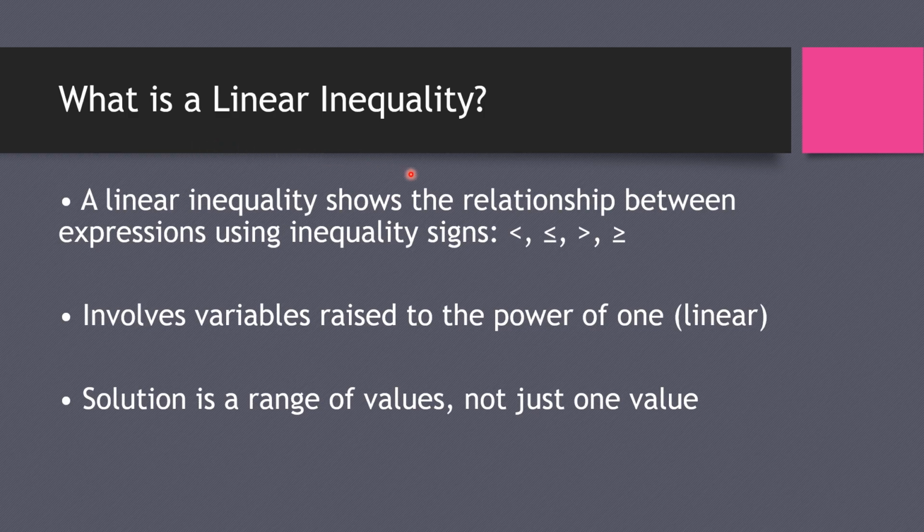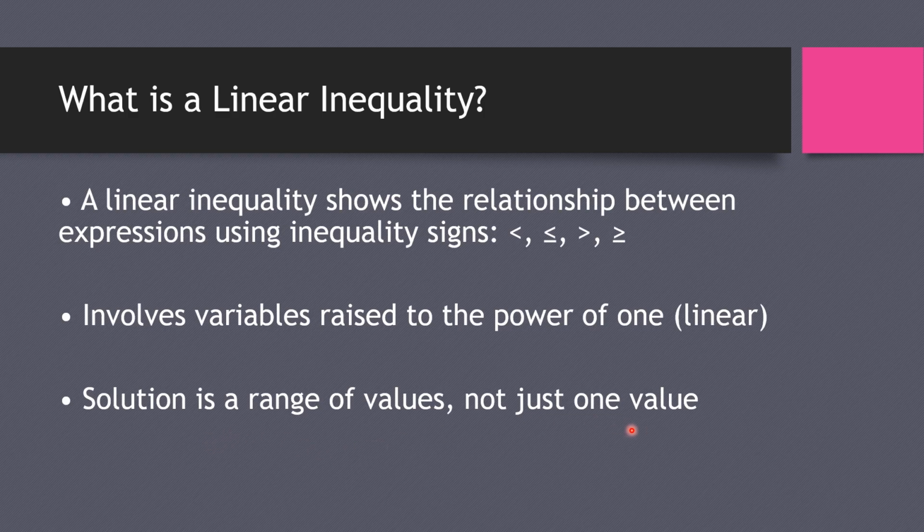What is a linear inequality? A linear inequality shows the relationship between expressions using inequality signs: less than, less than or equal to, greater than, greater than or equal to. It involves a variable raised to the power of 1. It means that the expression that we are talking about here is linear. It is of the form f of x equals ax plus b. We've already studied that in our previous sections. Solution is a range of values, not just one value.